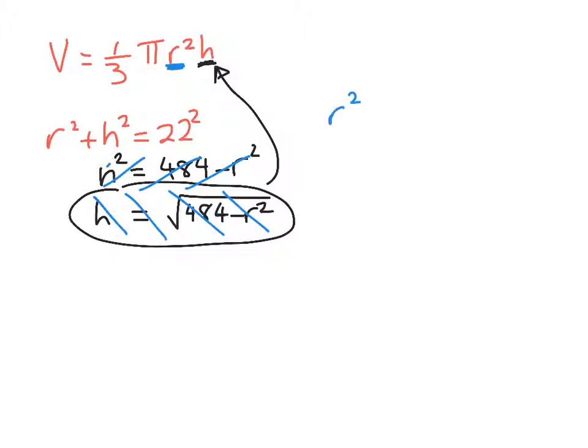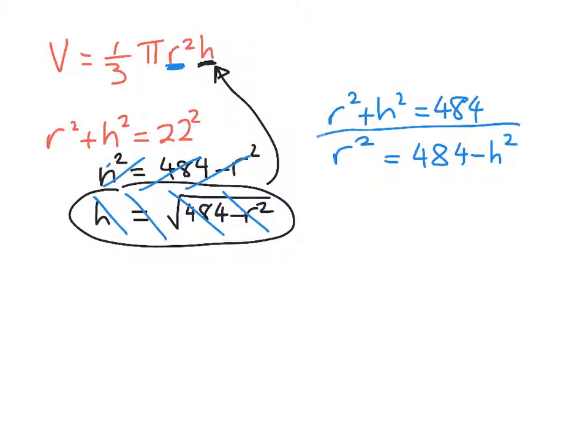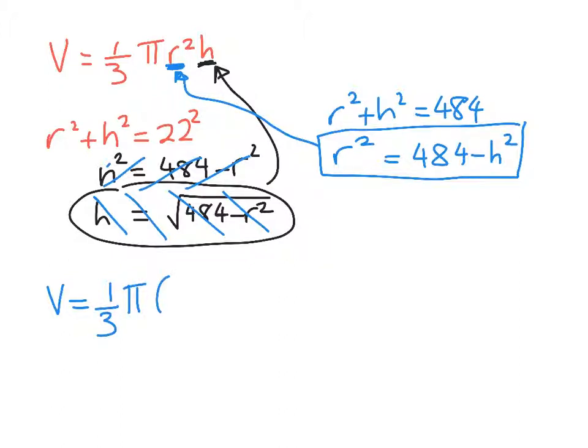So we'll start from the same place. r squared plus h squared is 484. But let's make r squared the subject this time. So r squared is 484 minus h squared. And now I can substitute that into here for r squared. And that's going to be perfectly fine to work with. So V is equal to 1/3 pi times (484 minus h squared) times h. We're going to expand that and then differentiate.